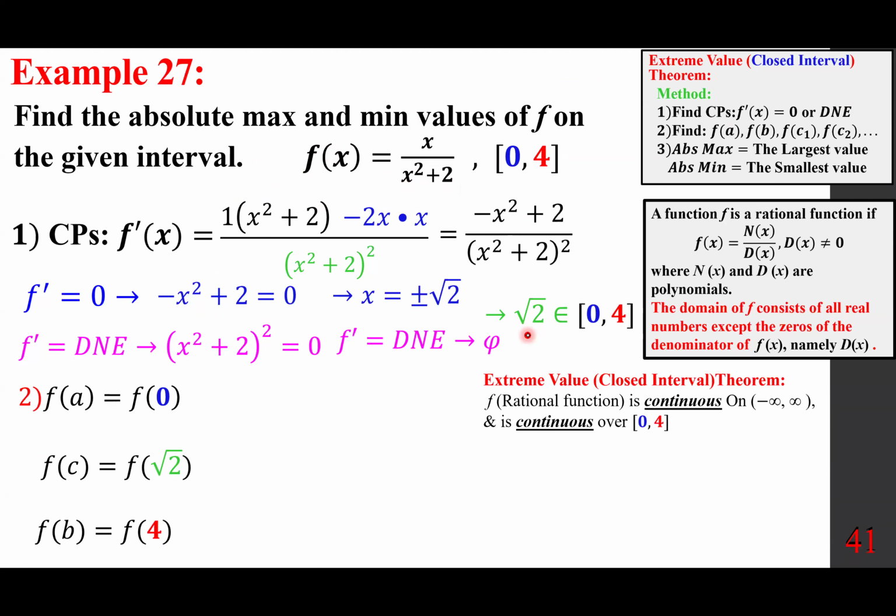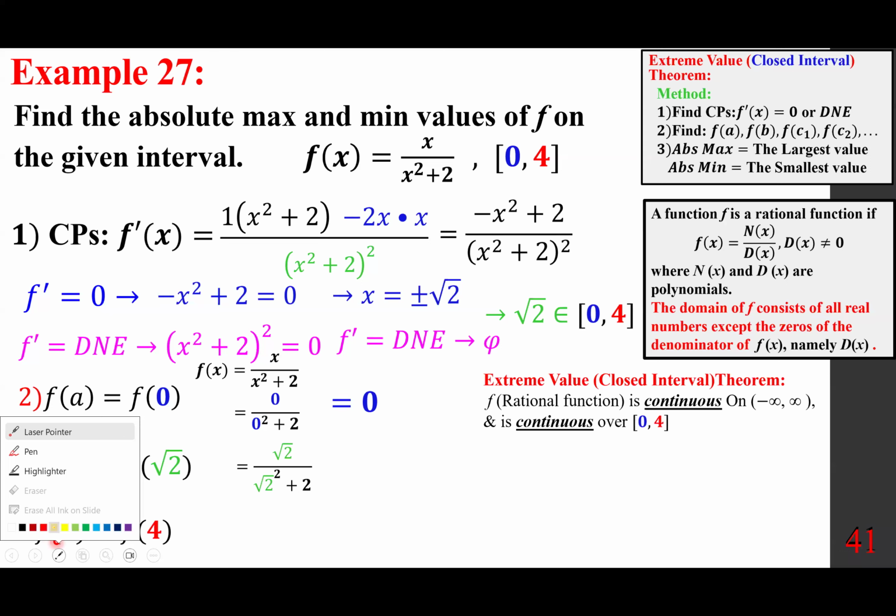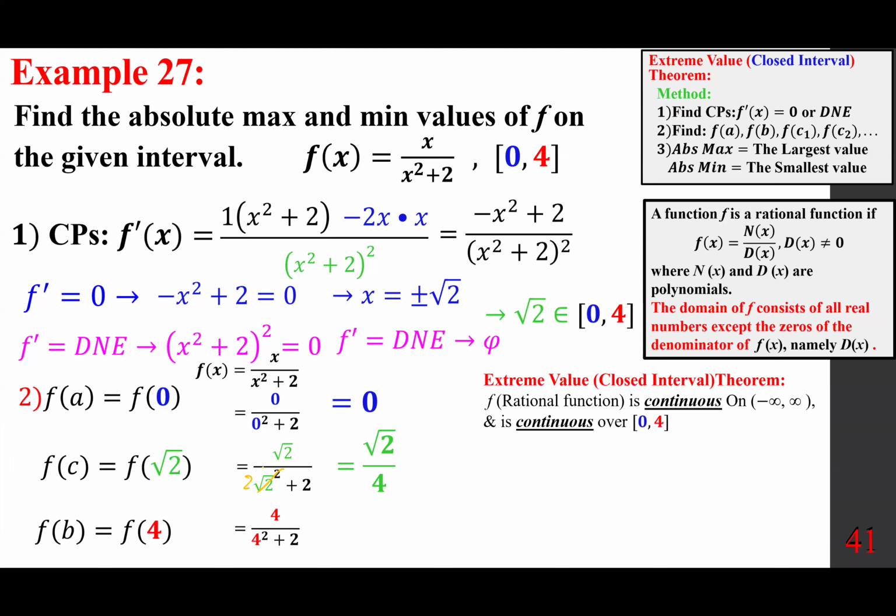So first and foremost, the function is this. If I plug in 0, please understand the numerator is 0, the denominator is 2, and obviously I get 0. That's not a big deal. If I plug in square root of 2, square root of 2 squared is 2 and 2 is 4, so square root of 2 over 4. If I plug in 4, the bottom becomes 16 and 2, 18. 4 over 18 or 2 over 9.